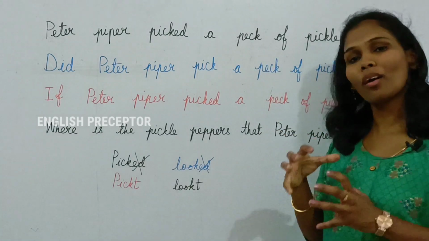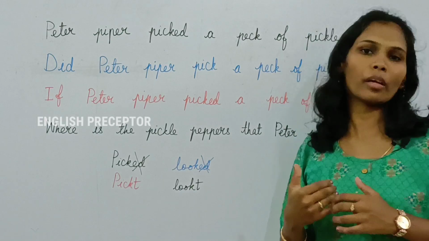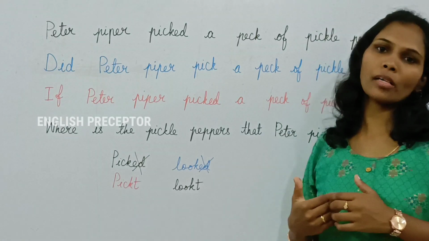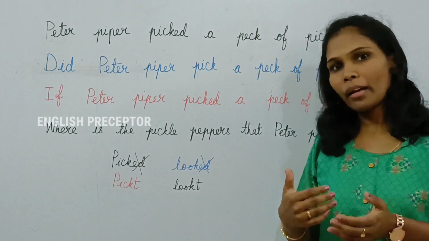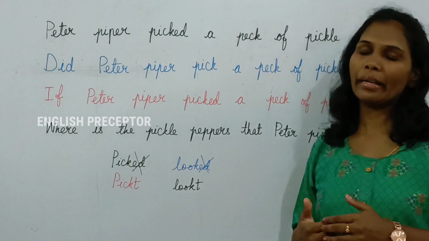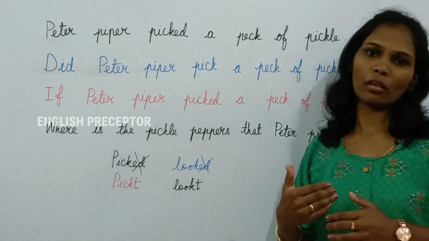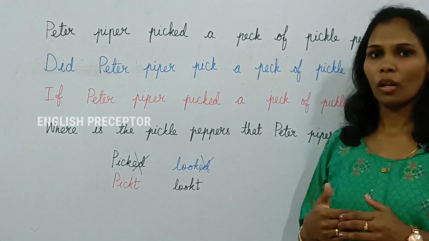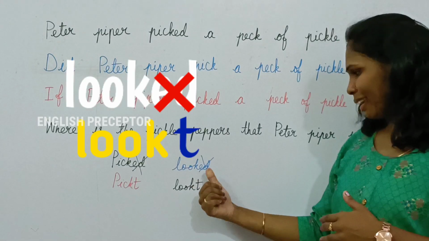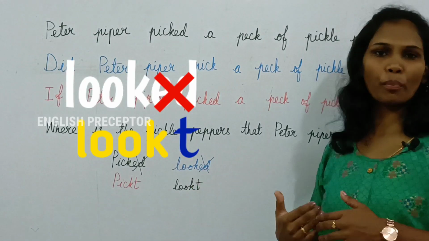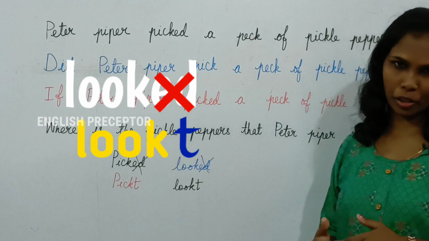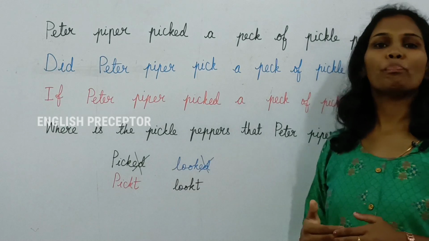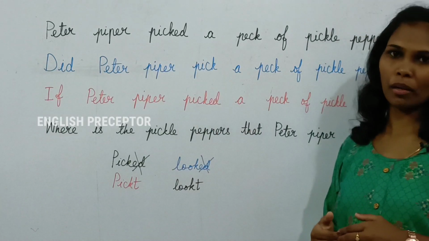So the thing is, what is the common mispronunciation that we make in our English? Basically we pronounce it like "ed", right? Actually "ed" is the wrong pronunciation. We have to pronounce it as "t". For example, looked is pronounced wrongly as "look-ed". We have to pronounce it as "lookt". Likewise, picked. So Peter Piper picked a peck of pickled peppers.